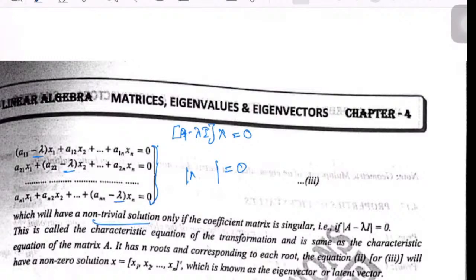அப்போ determinant of what is this matrix? Determinant of A minus lambda I. So if determinant of A minus lambda I is equal to 0, then the system of equation will have non-trivial solution. This is called the characteristic equation of the transformation and is same as the characteristic equation. It has n roots and corresponding to each root, corresponding to each eigenvalue, each root இங்க nothing but eigenvalue. Corresponding to each eigenvalue, we have a non-zero x, that is called the eigenvector.